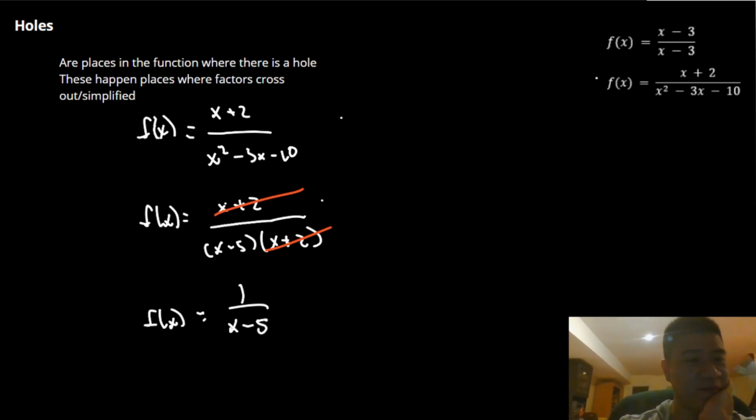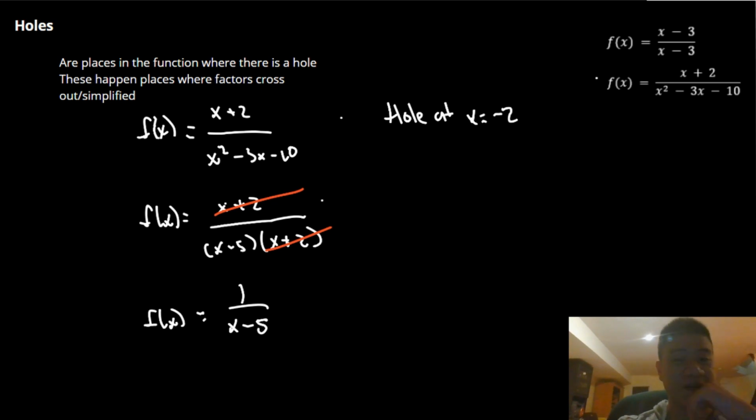Okay, so just like before, what this means is our original function, f of x equals x plus 2 over x squared minus 3x minus 10, is going to look exactly the same as our simplified version. The only difference is there's going to be a hole at the factor that we crossed out or simplified. So since we crossed out x plus 2, we're going to have a hole at x equals negative 2.